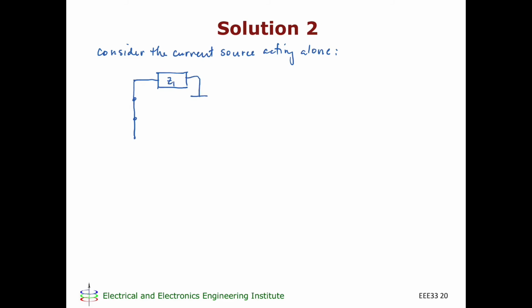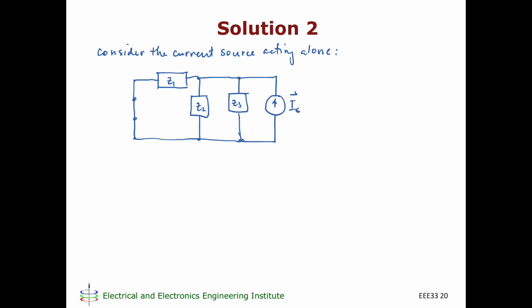I have Z1, Z2, Z3, and my current source I_s. Note that in this circuit, Z1, Z2, and Z3 are all in parallel. So I can actually determine this current, let me call this I_x2, the current flowing through Z2 contributed by source 2, or your current source.